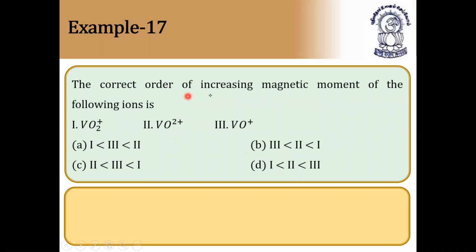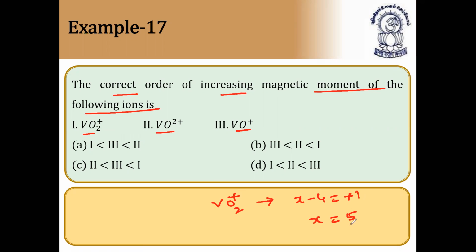The correct order of increasing magnetic moment of the following ions. Again, we have to check the oxidation states. VO plus 2, VO2 plus, VO2 plus, VO plus. So in this case, the oxidation state of vanadium in VO2 plus: X minus 4 is equal to plus 1. So X is equal to 5.